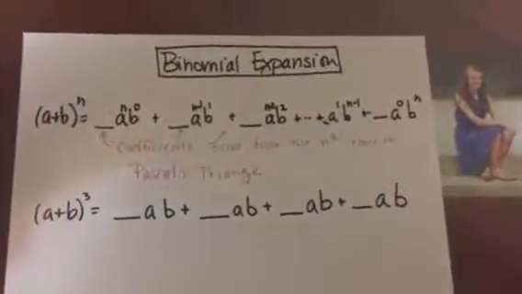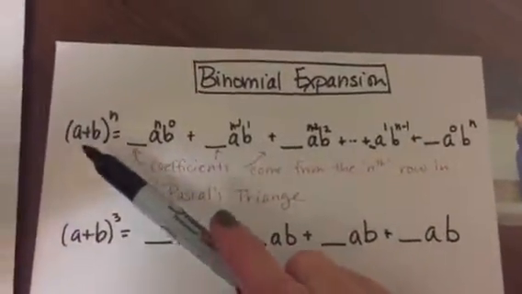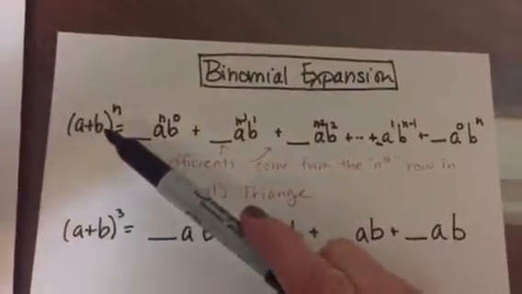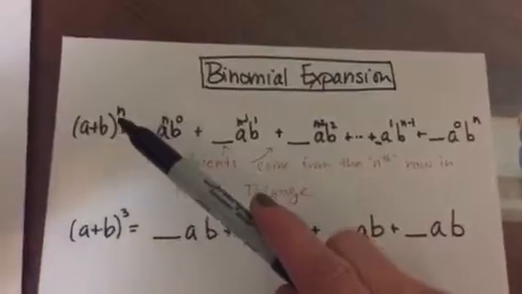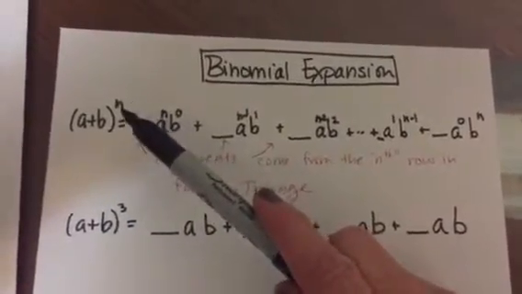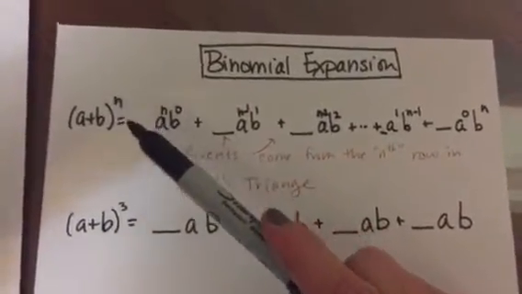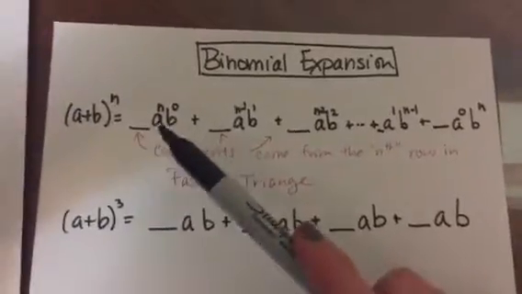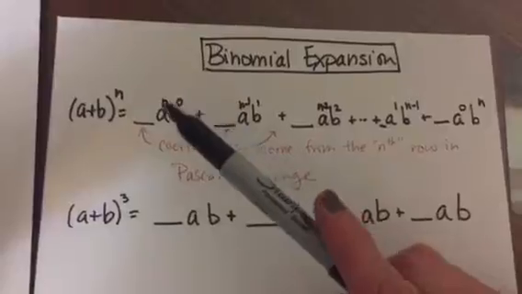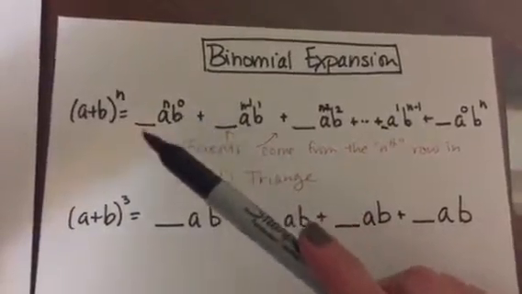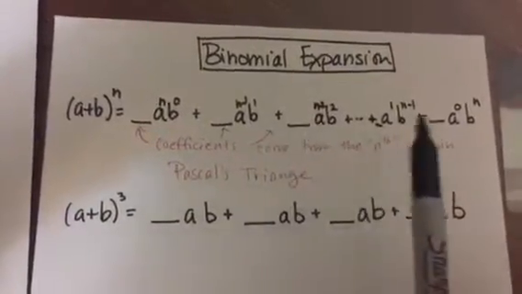Okay, here's a summary of binomial expansion. Binomial means you have a two-term thing right here, and taking it to the nth power is easy if it's squared, doable if it's cubed, and pretty sucky if it's higher than n equals 3. So what's going to happen is we're going to have a times b for each term in the expansion, and then we're going to talk about how we determine the exponents on a and b, and then how we determine these coefficients on each term.